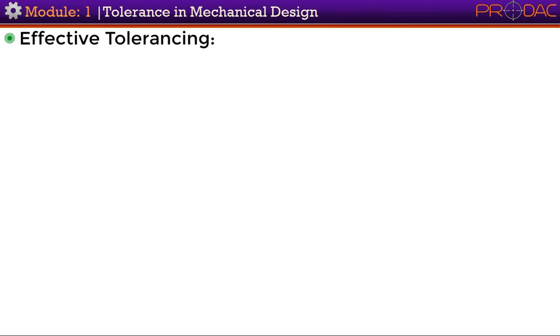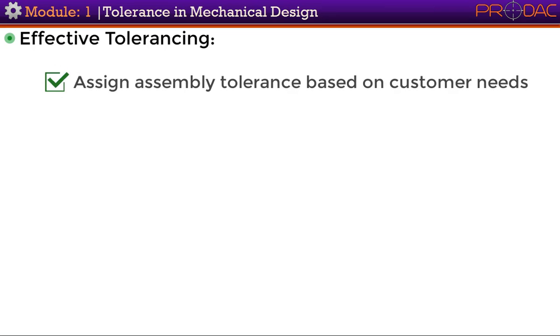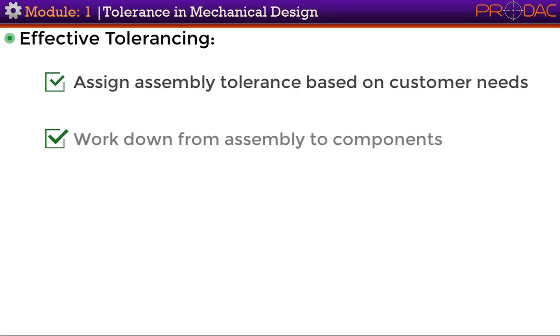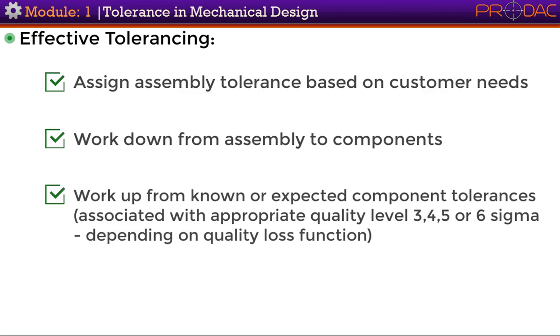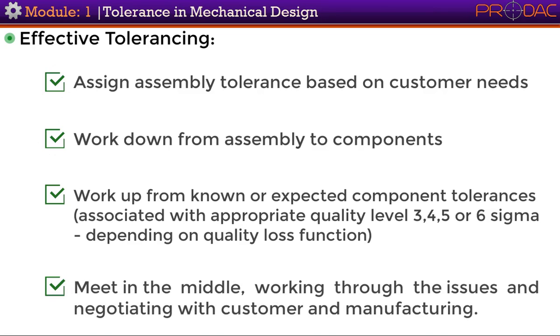The fourth method is effective tolerancing, and we'll be discussing this one in detail. An approach for this method is based on 4 points. The first one is to assign assembly tolerances based on customer needs. After that, work down from assembly to components. Then, work up from known or expected component tolerances associated with the appropriate quality level of 3, 4, 5 or 6 sigma, depending on the quality loss function. And finally, meet in the middle, working through the issues and negotiating with the customer and manufacturing.